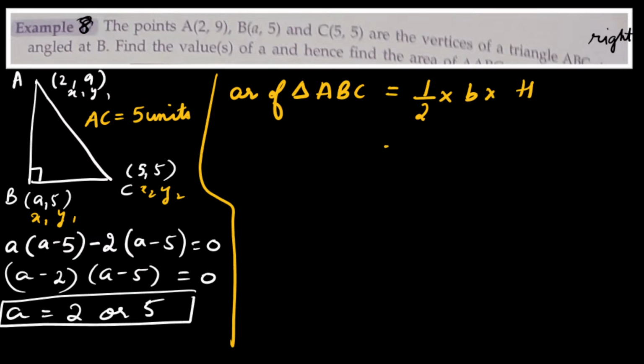We'll just apply the formula, half into base. So base is what? BC. So what is the length of BC? BC we found as 5 minus A, I think. I just cleared it. If I am right, please tell me. So I cleared the values of AB and BC. So did we find BC as 5 minus A?